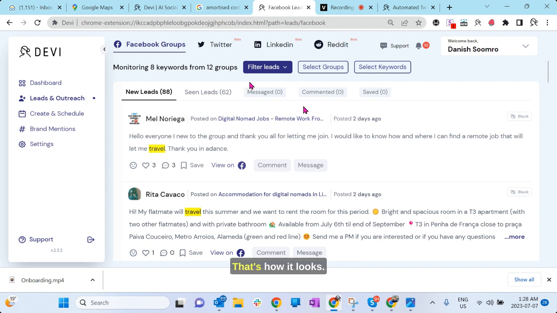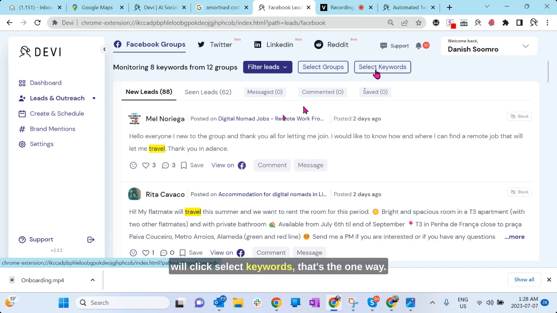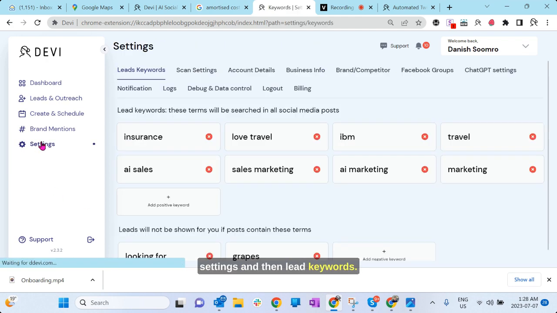I'm sure by now you're already familiar with the Devi AI tool. That's how it looks. If you want to change the keywords, you will click select keywords. That's one way, or you can always go to settings and then lead keywords. These are the two ways to get to them.